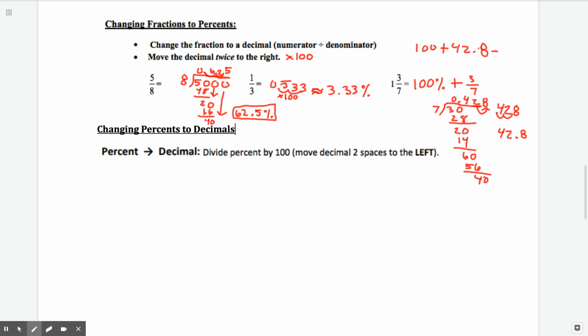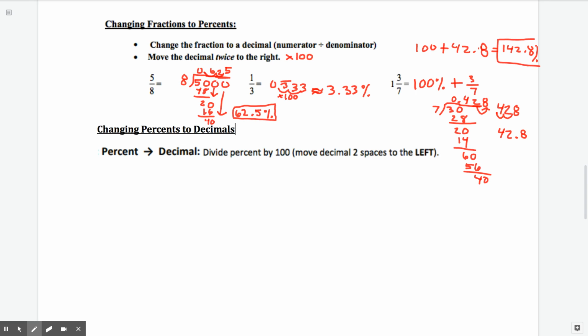0.8, and then your final answer is 142.8%. And again, it would be about, because we did not finish this off. This is a long going division problem. So it would be about, not equal to, because this is not 100% accurate. And that would be your answer.